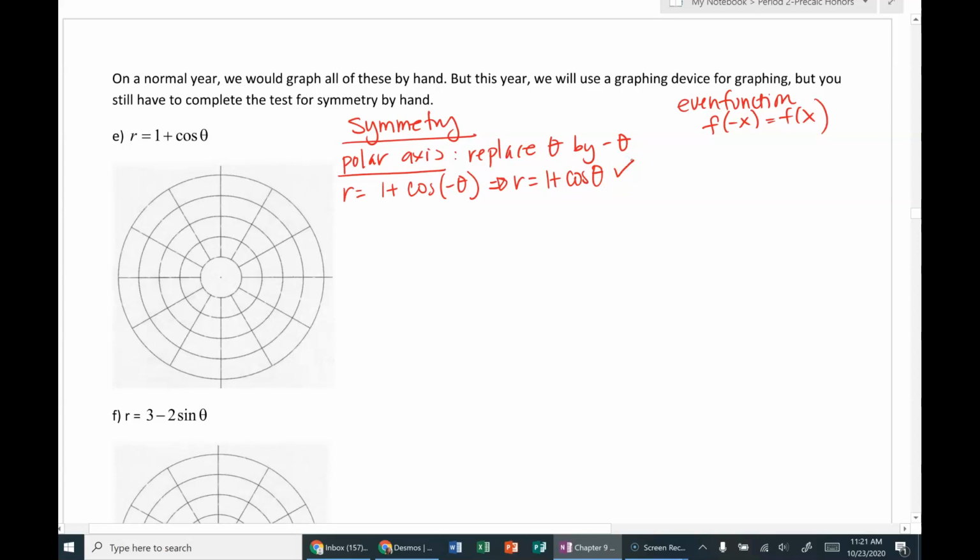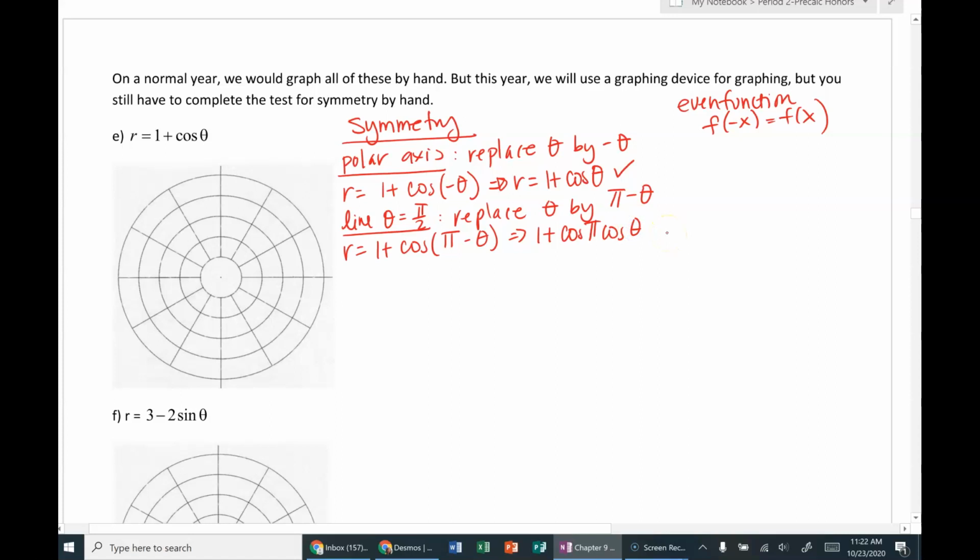Yes, do all 3 of them, because sometimes they will be all 3. So next we want to do symmetric with respect to the line theta equals pi over 2, and the formula says replace theta with pi minus theta. So r equals 1 plus cosine, take out theta, chuck in pi minus theta, and from here you do have to use the sum and difference of cosine. So 1 plus cosine of alpha, cosine of beta, okay?